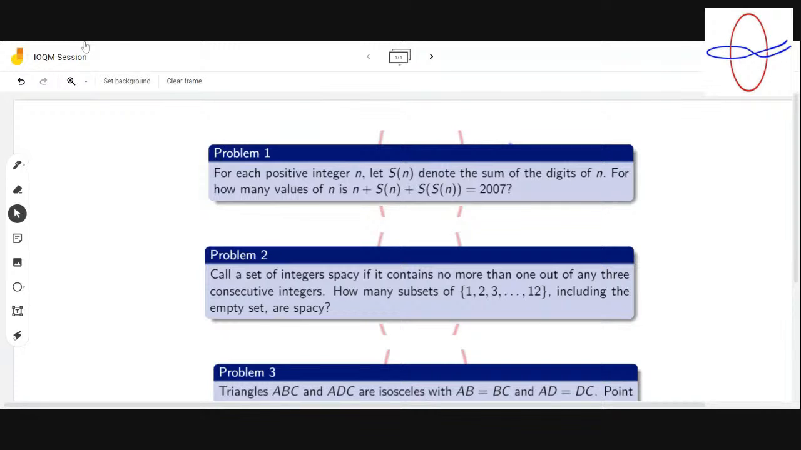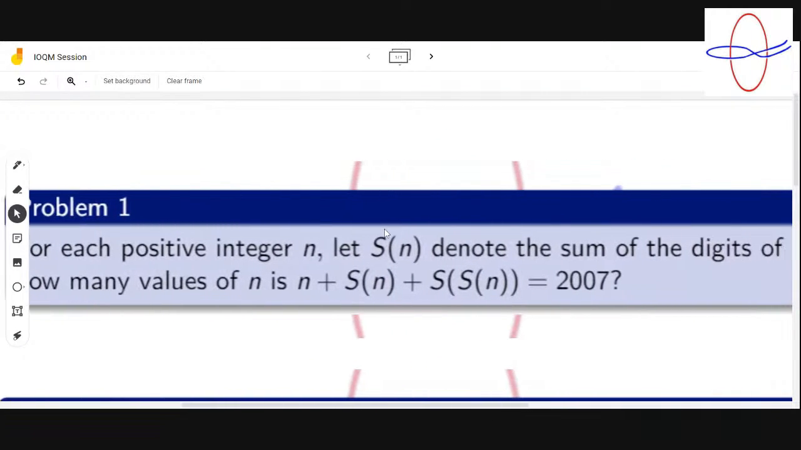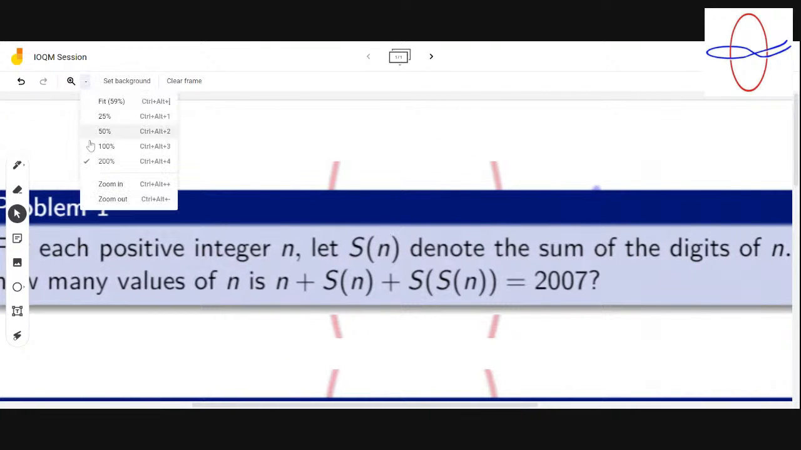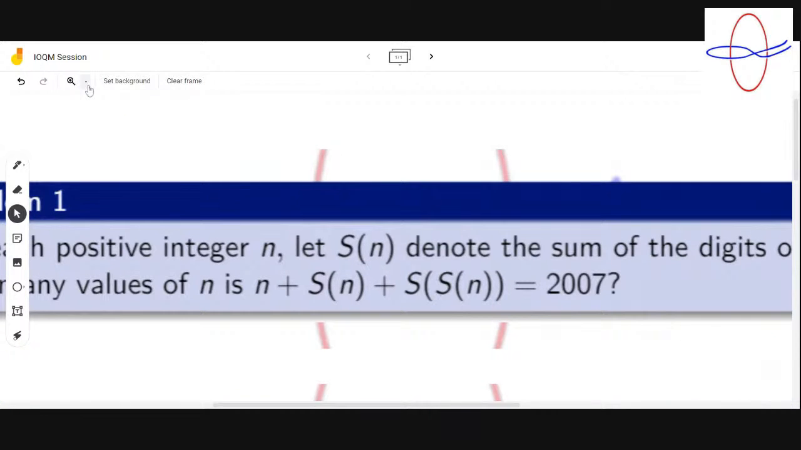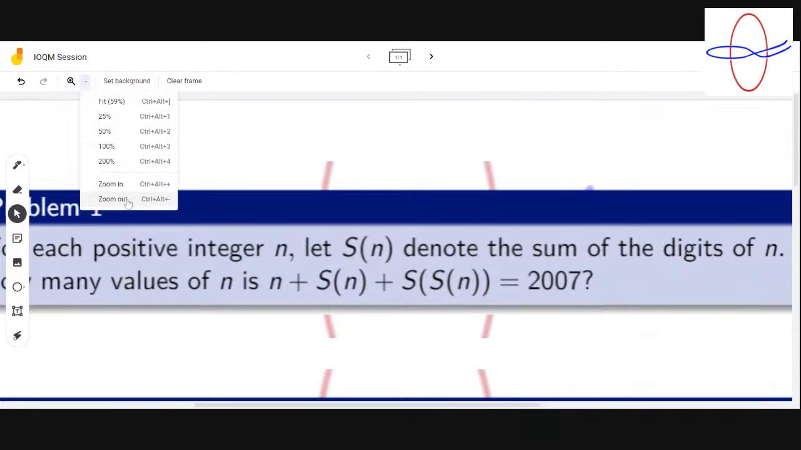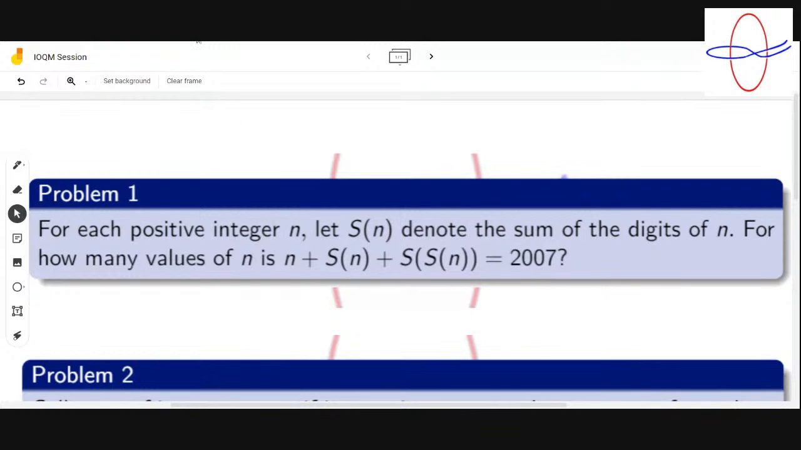Okay, so let's do it. So guys, focus on the problem. For any given positive integer, Sn denotes the sum of the digits, and for how many values of n is n plus Sn plus S of Sn equal to 2007? So how will you approach this problem, guys? What do you think? That's the question to you.